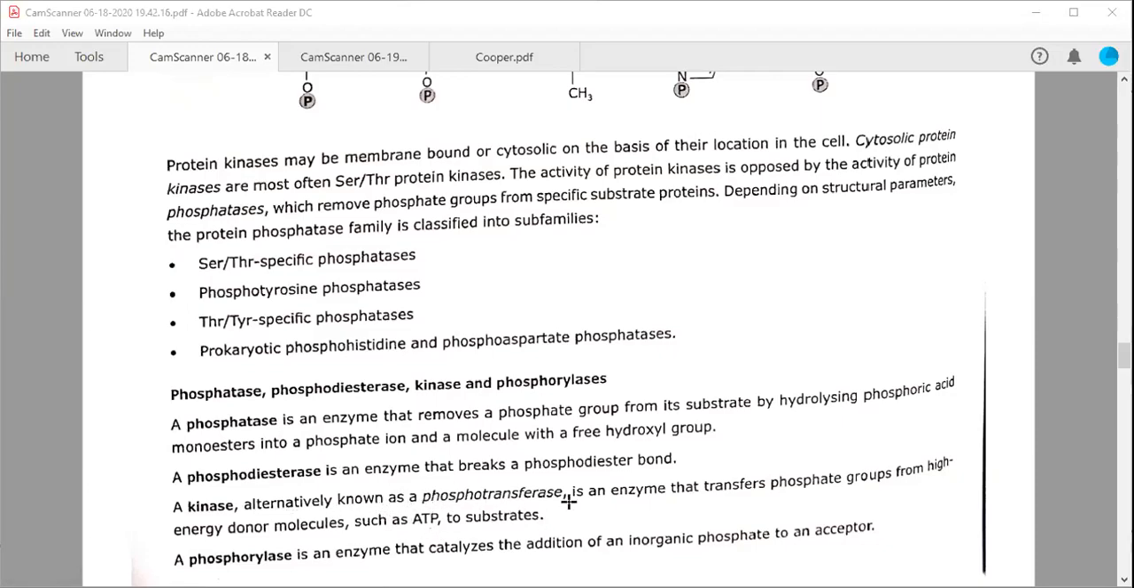They are called phosphotransferases. Similarly, the phosphorylase is an enzyme which does not require ATP, but is able to add inorganic phosphate to an acceptor or substrate molecule. So this is the basic difference. Kinases use ATP and the gamma phosphate is added to the substrate, whereas phosphorylases do not require ATP but add inorganic phosphate to the substrate molecule. You need to remember all four enzymes. They are very important in signal transduction mechanisms.